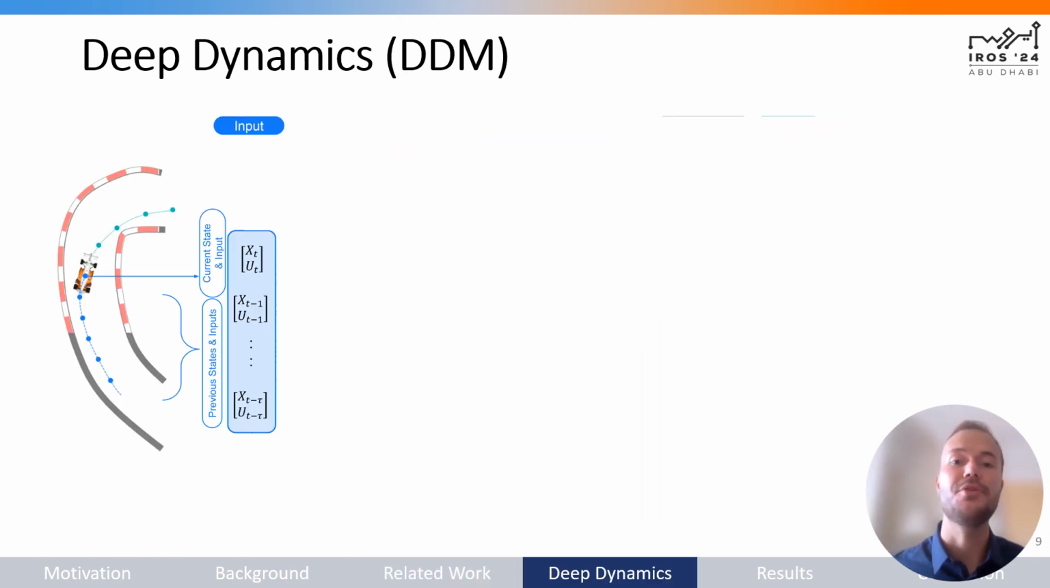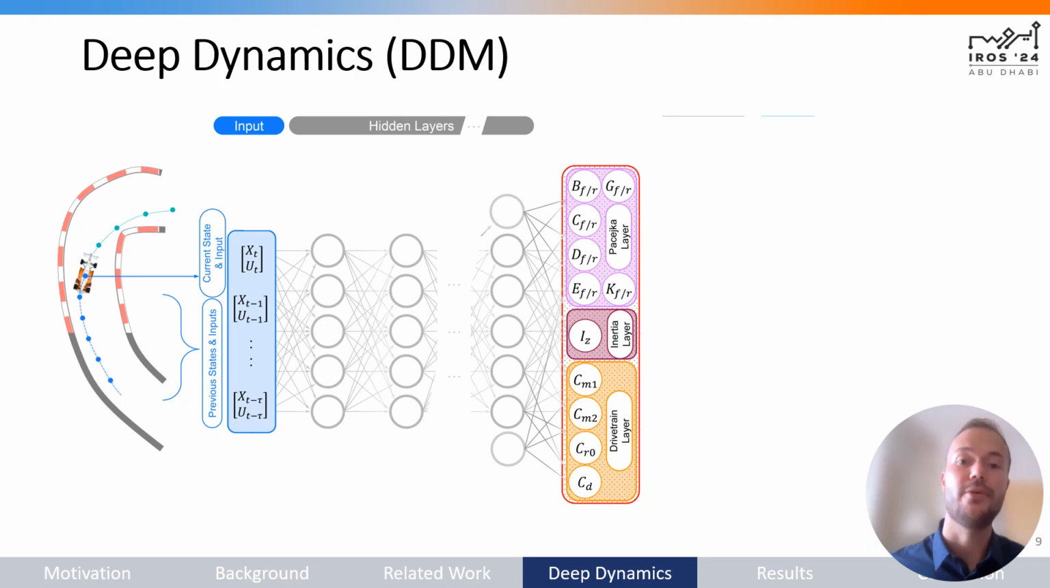So in our work, we introduced deep dynamics to address these limitations. Similarly, we're going to start off with a historical horizon of vehicle state and control inputs. And then we're going to feed that into a neural network to predict 3 different sets of coefficients. First, we're going to have coefficients for our Pacejka magic formula tire model. Second, we're going to have the vehicle's moment of inertia. And third, we're going to have coefficients that describe a linear drivetrain model.